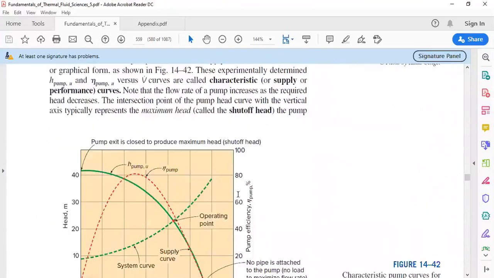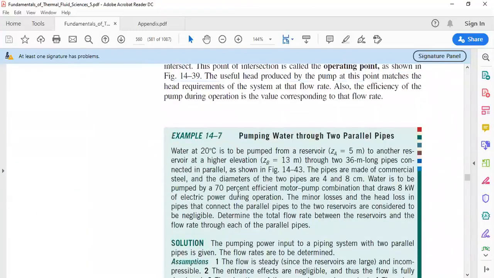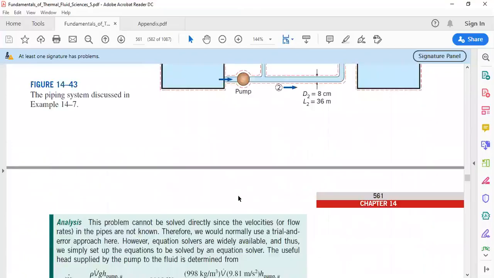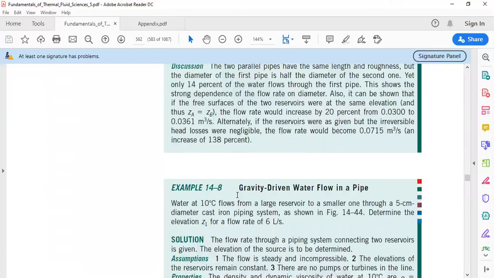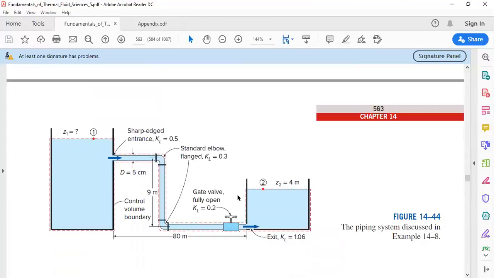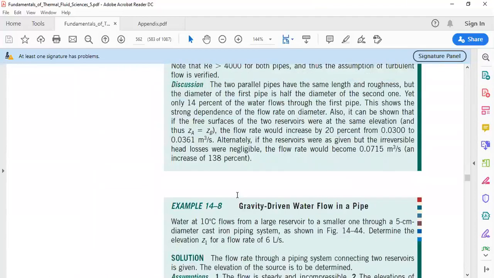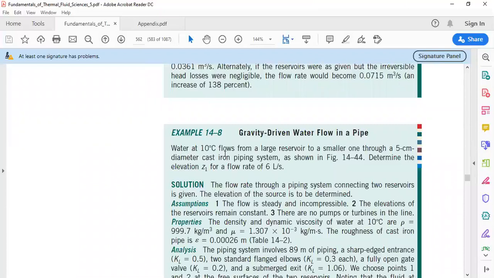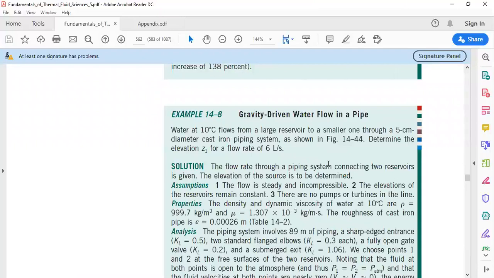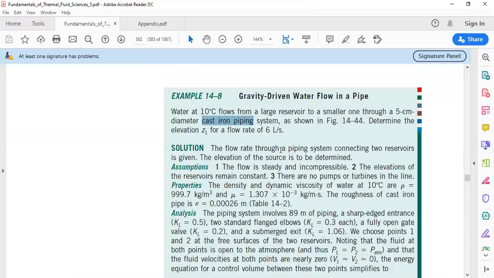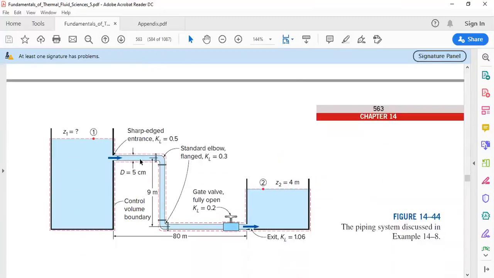Okay, let's check another example. In this example, 14.8, water at 10 degrees Celsius flows from a large reservoir to a smaller one through a 5 centimeter diameter cast iron piping system. So the material is cast iron. Determine the elevation Z1 for a flow rate of 6 liters per second in the pipe. We want to know the elevation here.